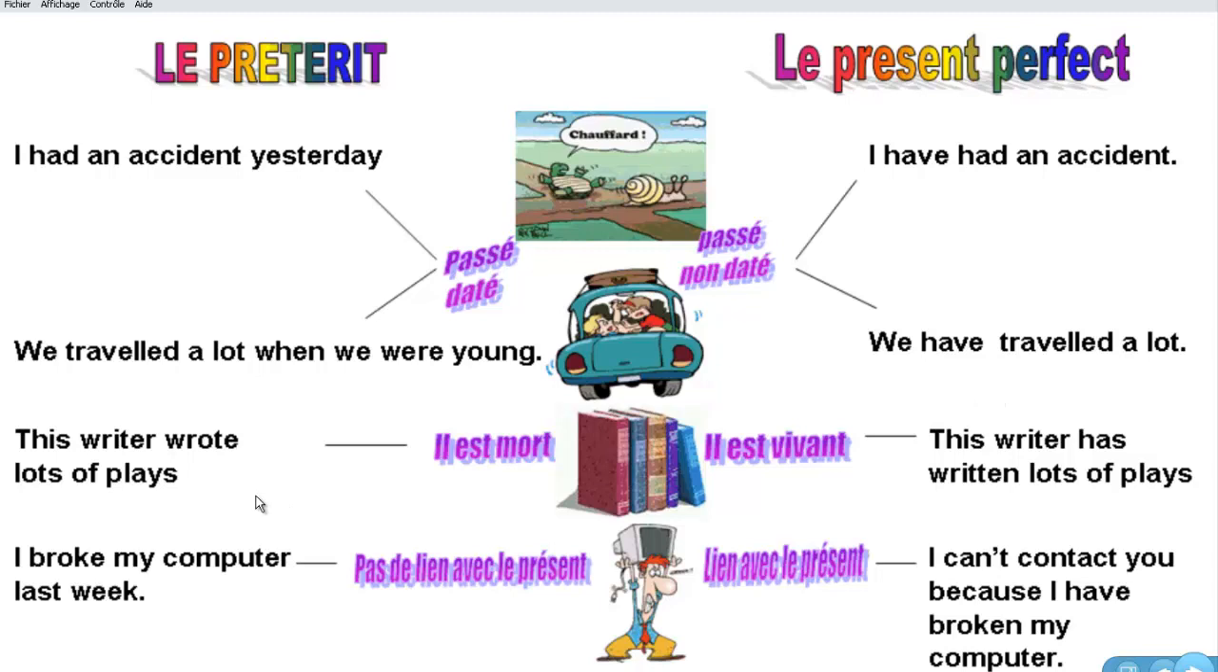If I say this writer wrote lots of plays, it's because he's dead. It's over. He won't be able to write any more plays. If I say this writer has written lots of plays, it means that he's still alive and can still write plays. I broke my computer last week. It was last week. It's repaired. There's no problem anymore. Or if I say here, I can't contact you because I have broken my computer, then it has an impact on the present.